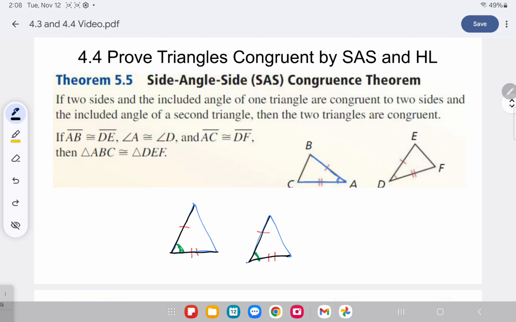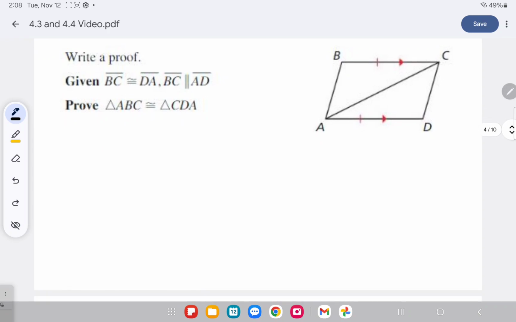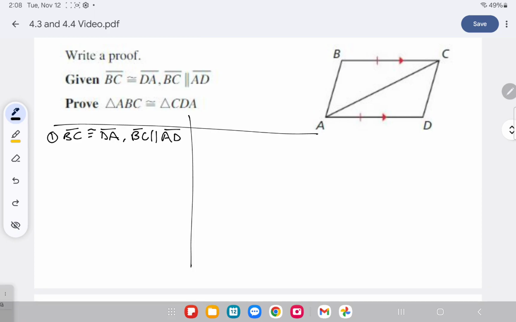All right, so we're going to do some proofs now using side, angle, side. So here's our first proof. Given BC is congruent to DA, so we have one pair of congruent sides, and BC is parallel to AD. So parallel does not mean congruent. In this case, we know that those two sides are congruent.